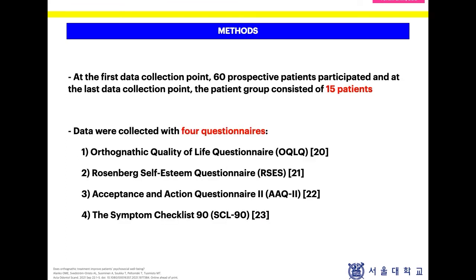At the first data collection, 60 prospective patients participated, and at the last data collection point, the patient group consisted of 15 patients. Data were collected with 4 questionnaires: Orthognathic Quality of Life Questionnaire, OQLQ, Rosenberg Self-Esteem Questionnaire, RSES, Acceptance and Action Questionnaire 2, AAQ2, and the Symptom Checklist 90, SCL 90.